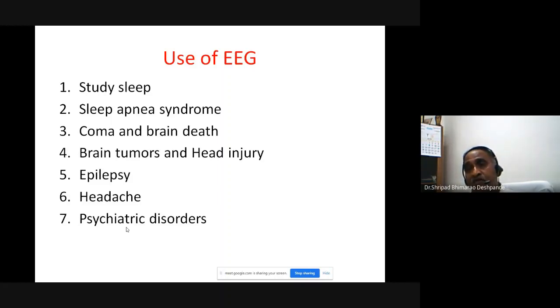Then in case of brain tumors and head injury, you may have to try to use the EEG. Especially it is used to study epilepsy, different types of epilepsy, and to study headache and migraine, to see whether there is any associated brain tumor, or any brain lesion, or any pattern. For that reason you have to use it. Then for psychiatric disorders, the EEG would be useful. So I have mentioned the uses of EEG.